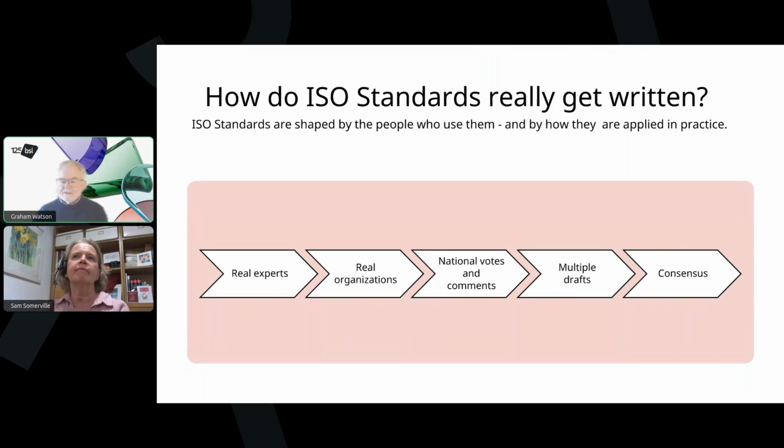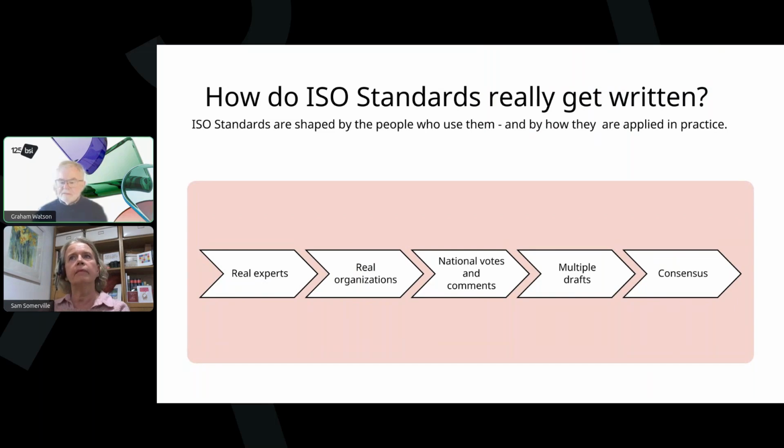The standards are actually shaped by the people who use them in practice. Experts are nominated by national standard bodies, like BSI, for instance, for the UK, and international liaison organisations. And those experts, being real organisation, bring real organisation experience into the drafting process. The standards actually go through multiple drafts, national consultations, and rounds of comment and voting. What emerges is not the view of one organisation or country, but an internationally agreed consensus.